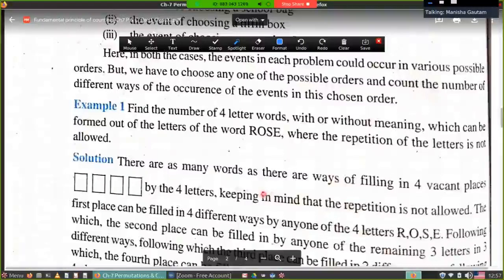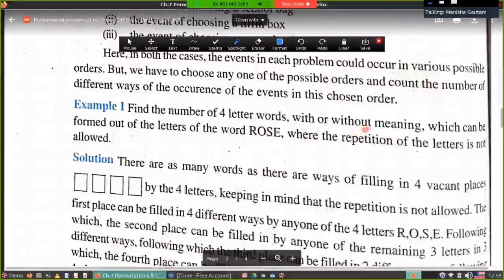Example number first: find the number of 4 letter words, with or without meaning, which can be formed out of the letters of the word ROSE, where the repetition of the letter is not allowed. 4 letters are there in this word. You have to arrange these letters in such a way that, whether you get a meaning or not, with or without meaning, you just have to rearrange these letters. How many ways are there to rearrange these letters, with or without meaning?